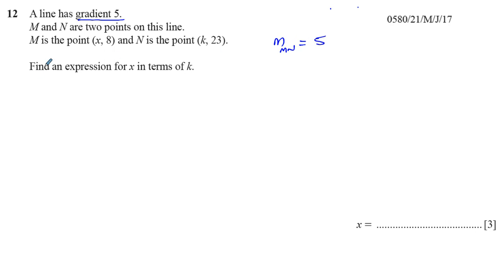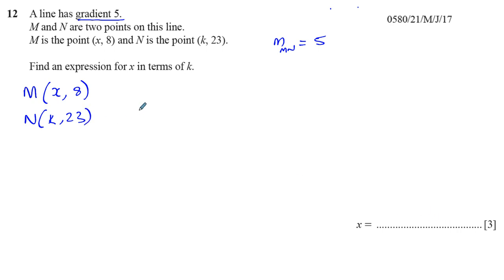Then it says M is the point (x, 8). So they gave us the coordinates of the point, with the x coordinate in terms of x, and the coordinate of N is (k, 23). So we've got some unknowns here. Then it says find an expression for x in terms of k. So our final answer is going to have to say x equals, like it shows in the answer space, and you're going to have a k in there somewhere.